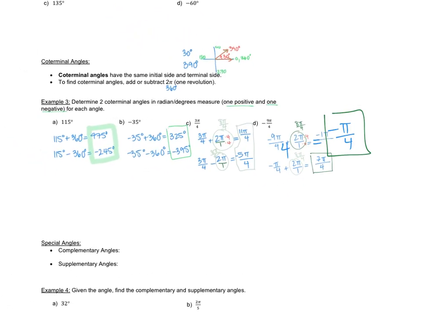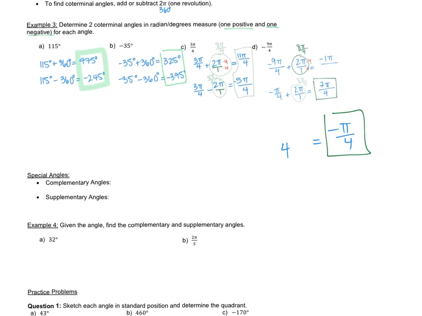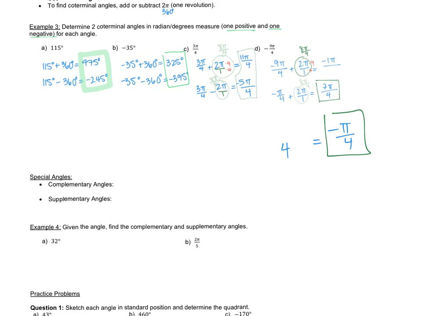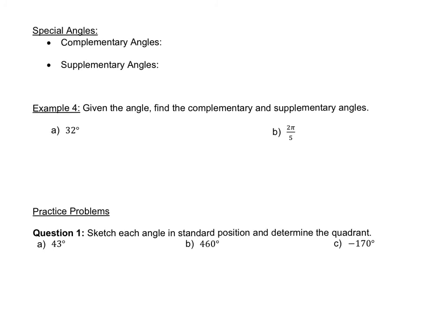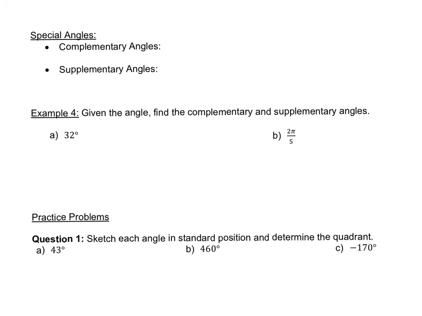All right, let's take a look at our last concept here, which is special angles, which is talking specifically about supplementary and complementary angles. Now this should seem very familiar because you should have learned this in geometry. It's a big topic on how to find complementary and supplementary angles. So just as a refresher here, complementary angles are two positive, that's really important, they have to be positive angles. We're not going to deal with negative angles here. Two positive angles that add to give you 90 degrees.